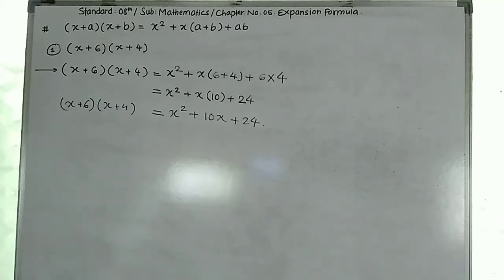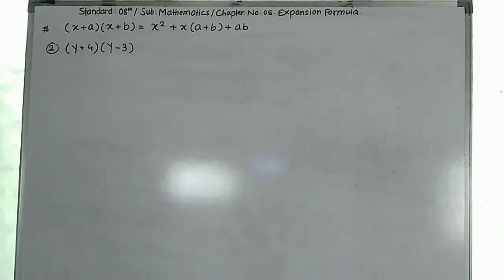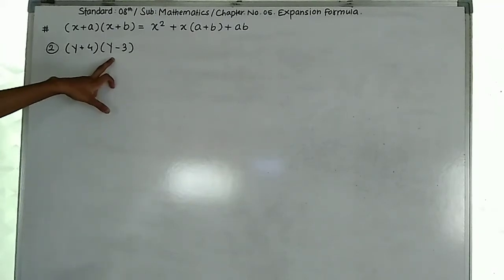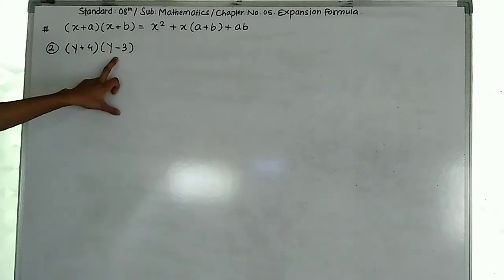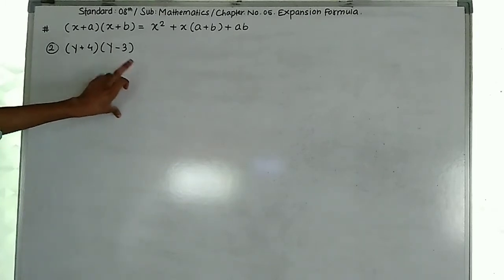Now let us see the second sub question. So now we will expand y plus 4 into, in bracket, y minus 3. Here you can see there is one basic difference, that is in the second bracket, our b, that is 3, has a negative sign. Minus sign is there.